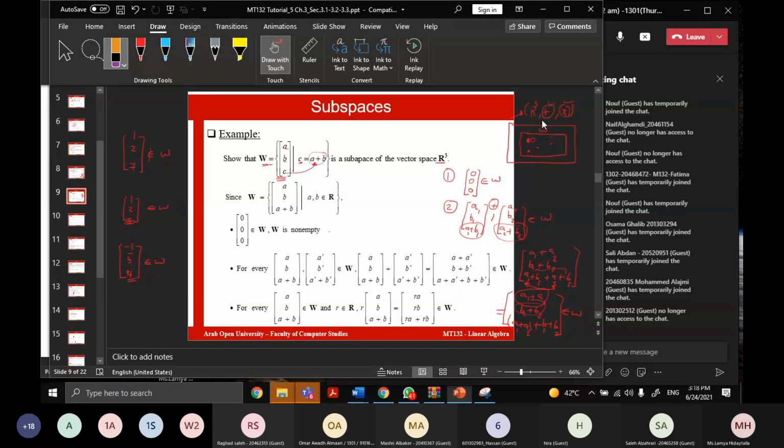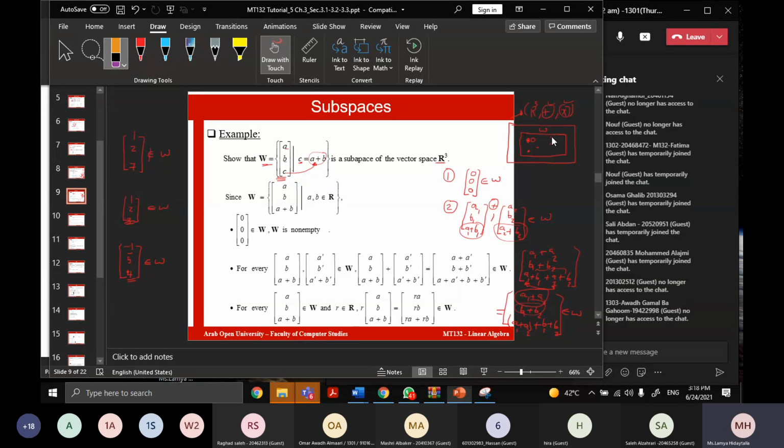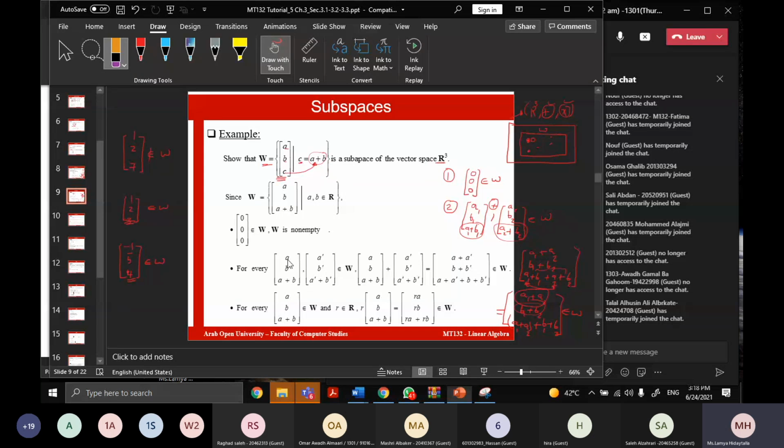As well, for the second operation, if we took any two elements from here, we find that the resultant is an element here. For instance, I have to take two elements from this set. How do the elements in this set look? They look like this. So this is the first element, which is A, B, A plus B. Then the second element is A dash, B dash. This is how the elements of this subset look. From where? From R3. The biggest is R3.